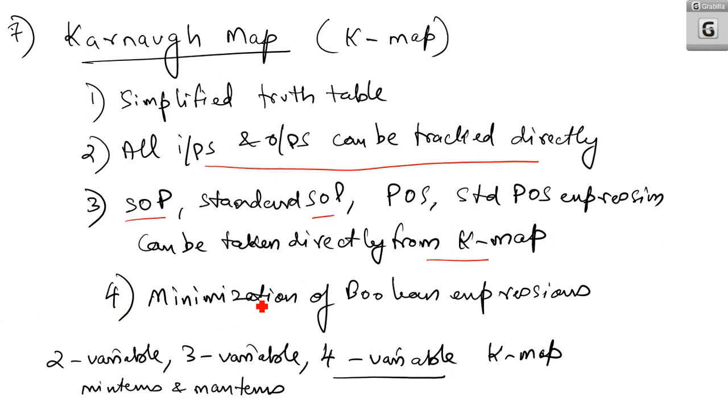Then minimization of Boolean expressions is easy. Rather than using Boolean laws, it is easy using Karnaugh map. There are different types of Karnaugh maps, mainly 2 variable, 3 variable, 4 variable, 5 variable, 6 variable, etc. The main advantage of using this Karnaugh map is you will be able to get the minterm and maxterm representation directly using Karnaugh map.